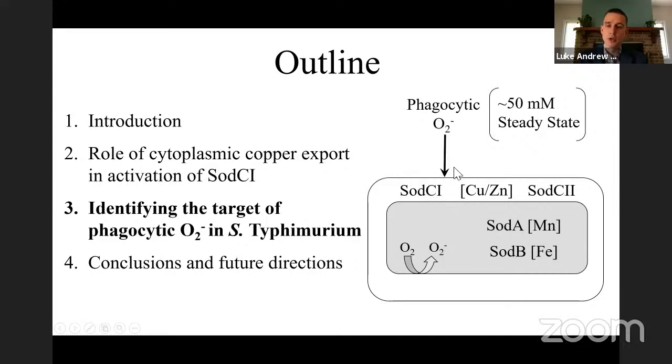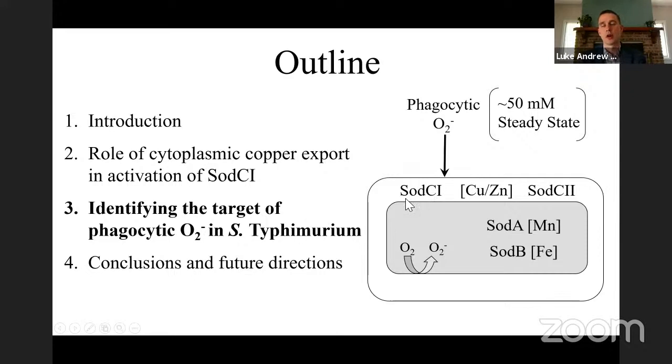And the question has been, what is the target of phagocytic superoxide, or what does it damage in the absence of SOD1? Maureen, a previous graduate student in our lab, published a paper just prior to when I joined the lab, where she did really elegant genetic interaction experiments. She concluded that SOD1 functions genetically independent of SOD-A and SOD-B. And what we conclude from that is the target of phagocytic superoxide is extracytoplasmic. That leaves potentially something in the periplasm or the membrane.